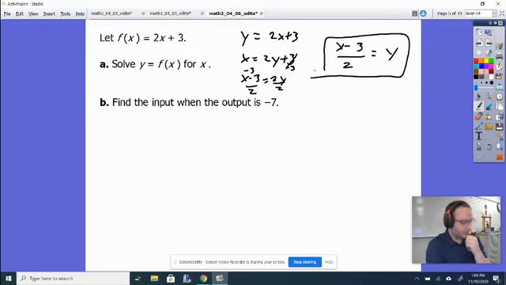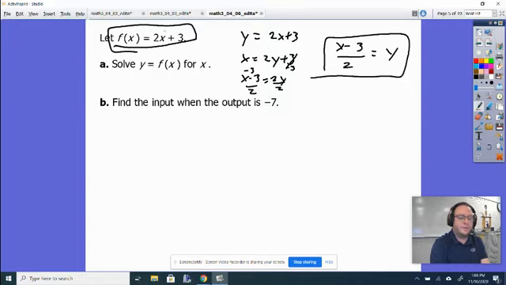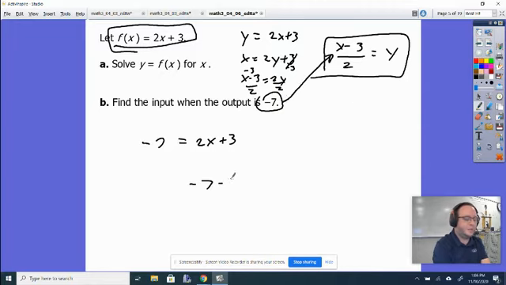Okay. Now it says here, what is the input when the output is -7? And they're looking at the original function. Remember, input is x, and then the output is what I'm equal to. What we're doing when we do an inverse is that it allows us to just put in the output to find the input. Normally, we would say -7 is equal to 2x plus 3, and then solve for x. Well, now I know what the inverse is, so I can take this -7 and plug it into x. So -7 minus 3 over 2, -10 over 2, -5.